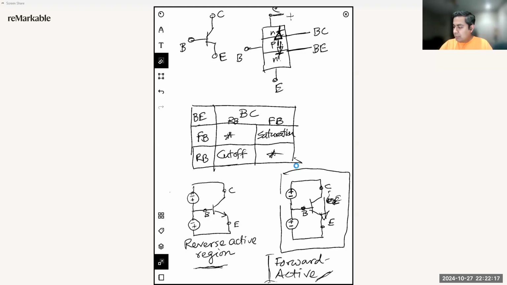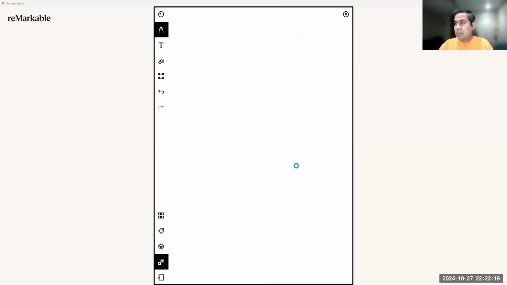So now let me show you some of the region operation. Let's do forward active first. We are going to partially derive the equation, but we're not going to go into too much derivation. We're just going to mention the currents, and then discuss their relationship and the constants that they involve in the current equation. So let's first think about the forward active operation.